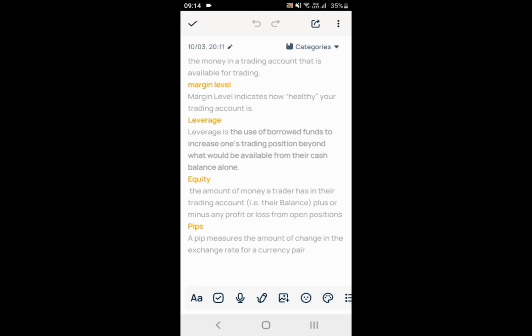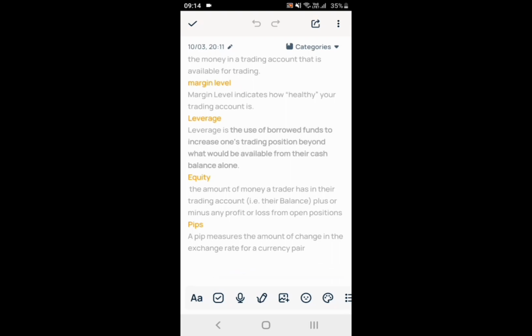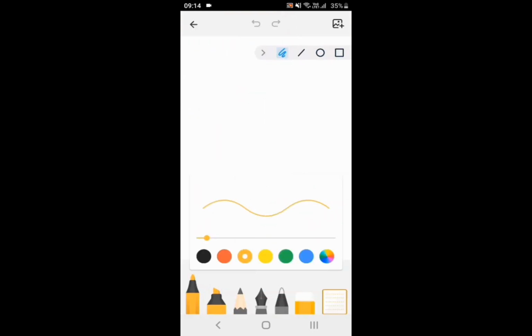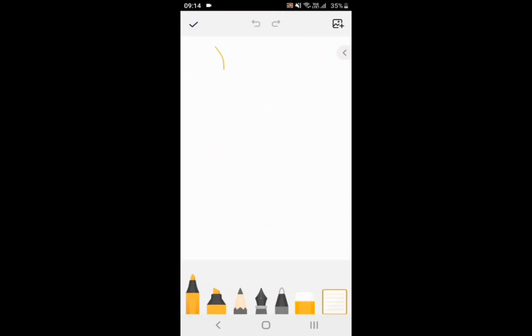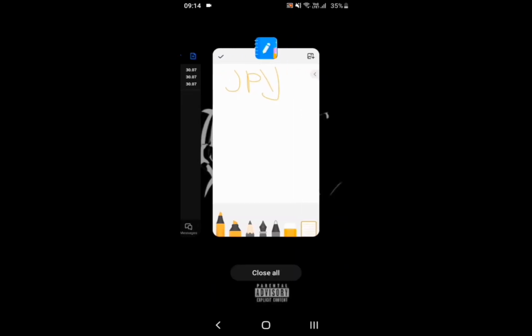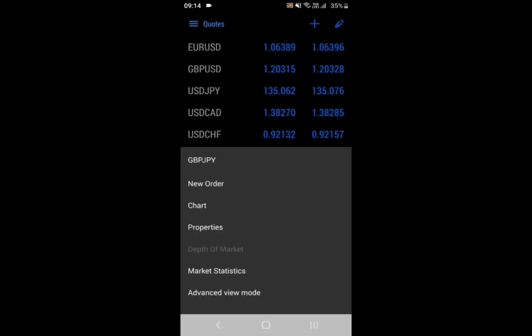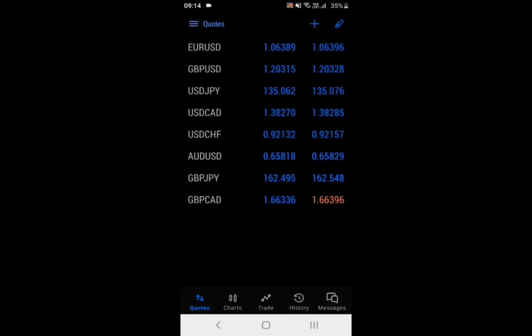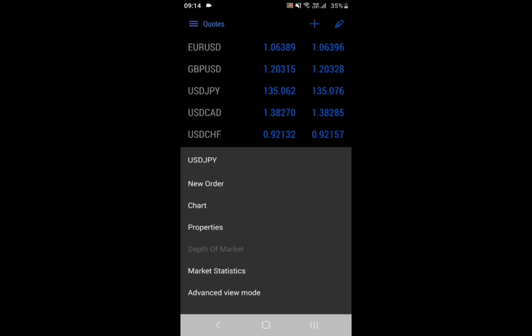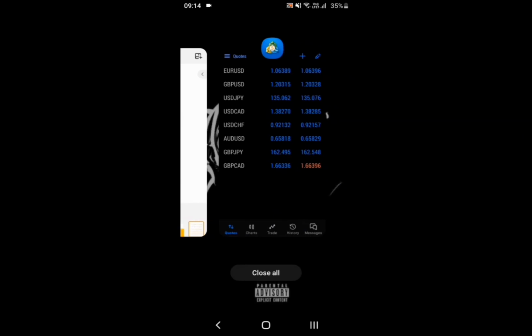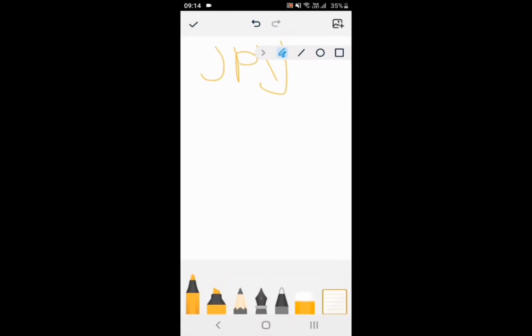And then pips measure the amount of change in the exchange rate of a currency pair. So it is a bit different for JPY. Any currency pair that has JPY in it is going to be different. For example, your GBP/JPY, your USD/JPY, any pair that has JPY is going to be a bit different. So it goes like this.